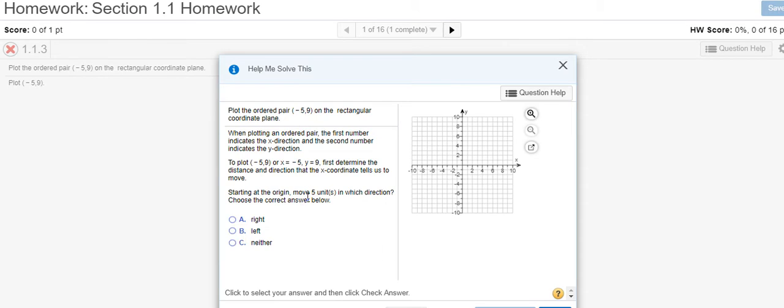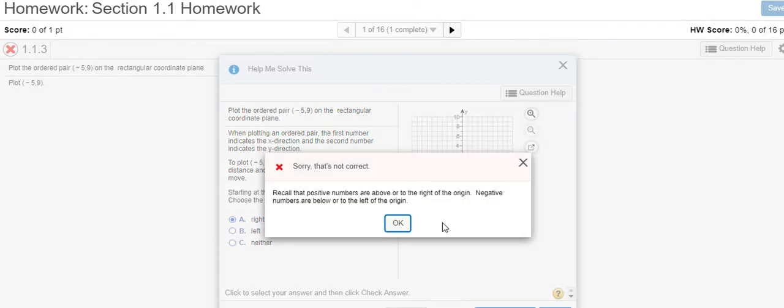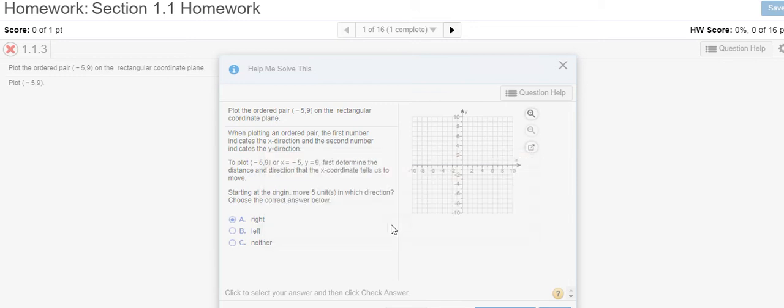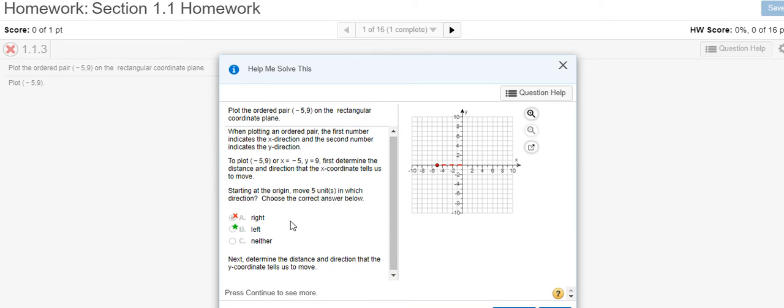Alright, starting at the origin, move 5 units in which direction? So if you're going -5, you could tell it, I'm going to do incorrect on purpose, so I'm going to say to the right. I say check answer, and it's going to give me feedback. Recall that positive numbers are above or to the right. Negative numbers are to the left or below. So now it gives me a chance to go ahead and says, oh, okay, so here's the correct answer.